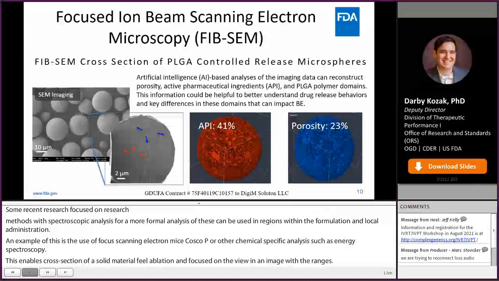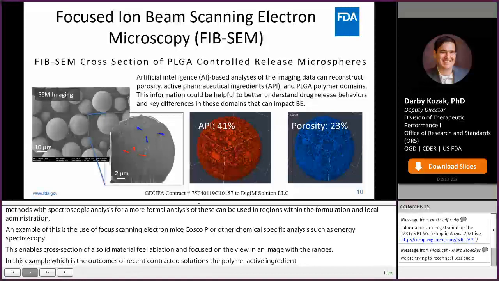This method has the potential to understand how changes in the manufacturing process may impact the microstructure of the product, which may lead to a potentially inequivalent product performance.